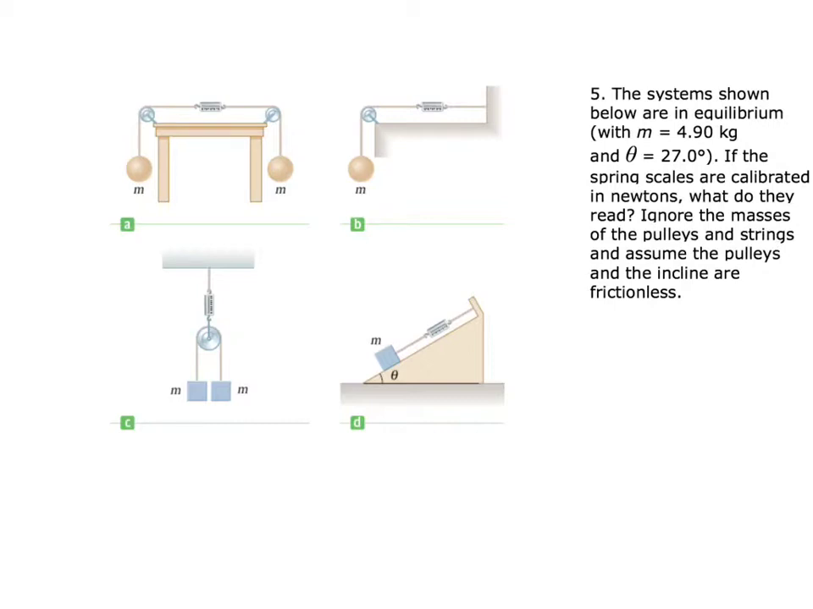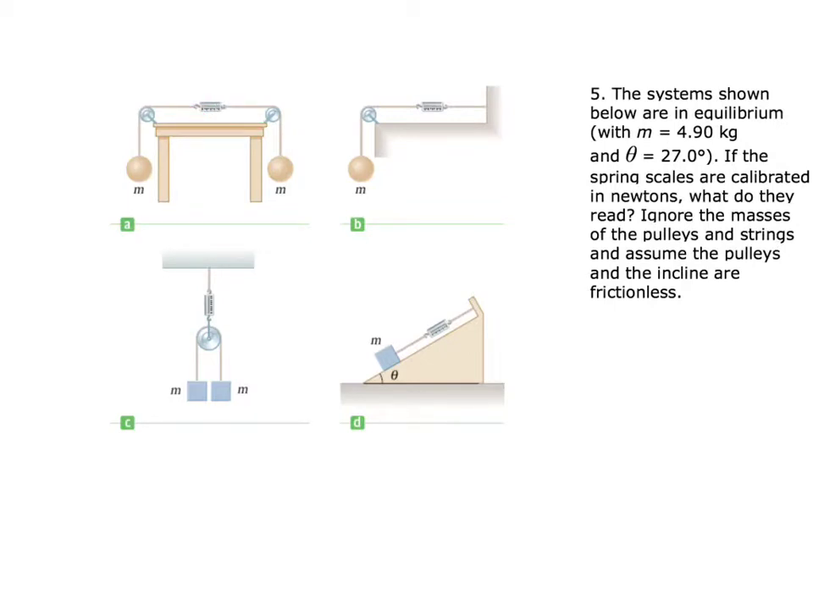So I'll try to convince you why that would be the case. What the spring scale reads is the tension in the string that's set up by these two weights, right? So there is a certain tension, and you insert the spring scale here to read the tension.